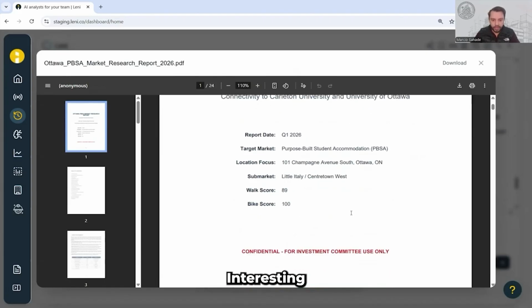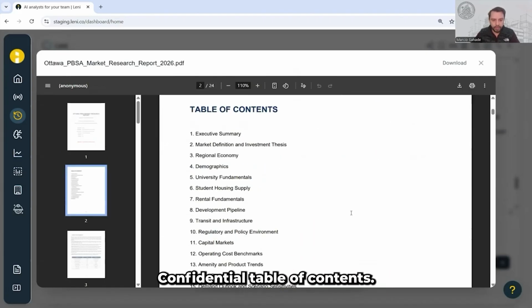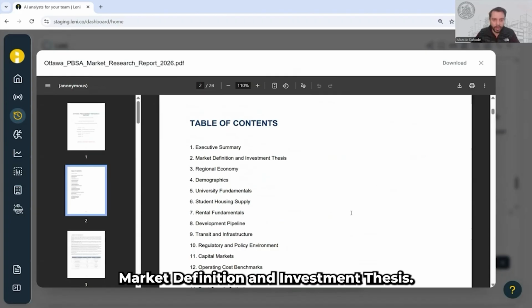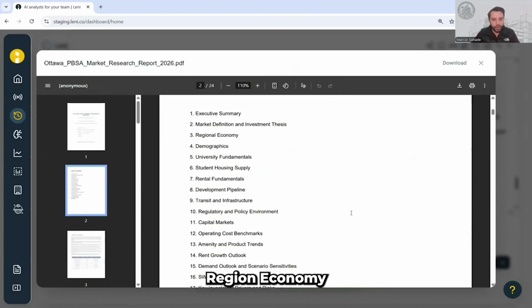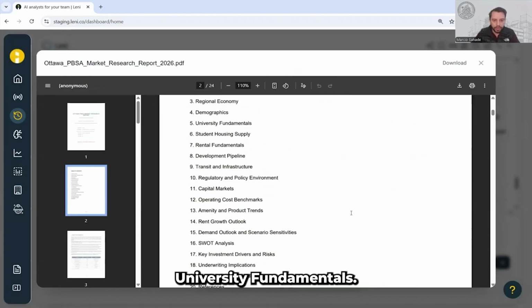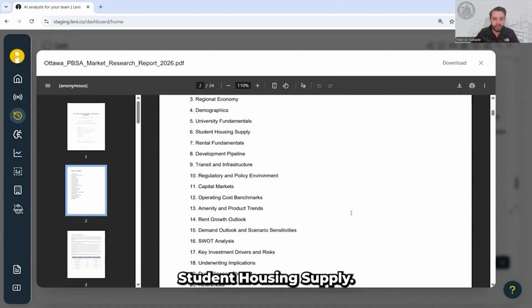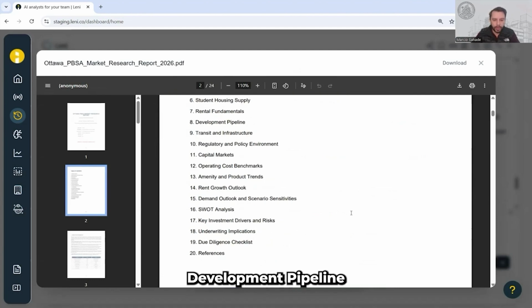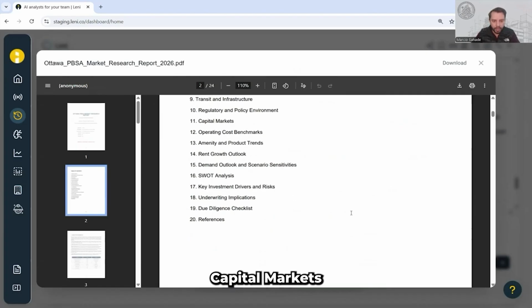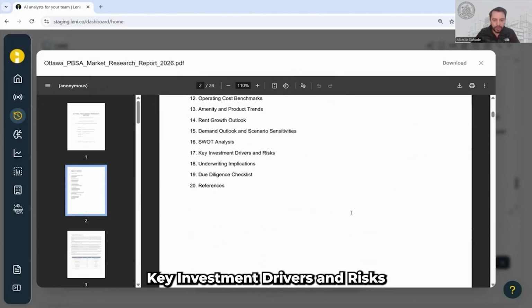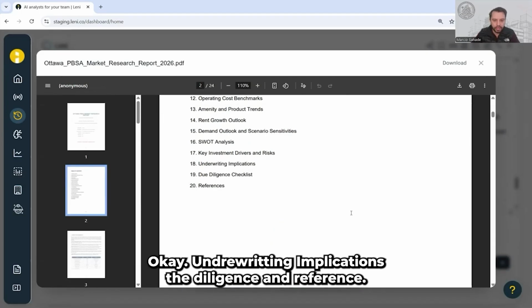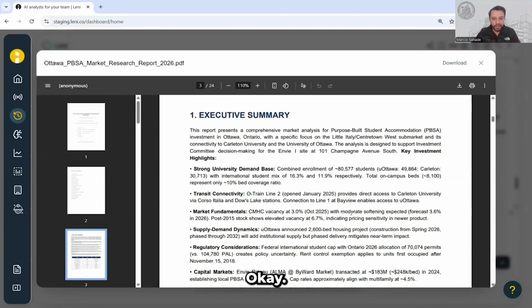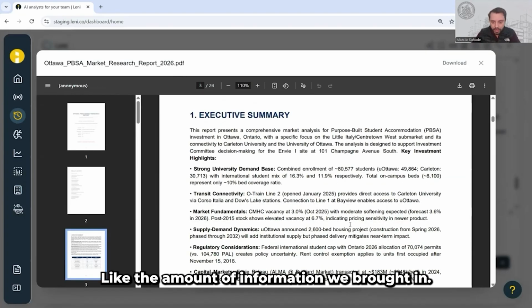Interesting. Summary, confidential, table of contents. So executive summary, market definition, investment thesis, regional economy, demographics, university fundamentals, student housing supply, rental fundamentals, development pipeline, transit and infrastructure, regulatory and policy environment, capital markets, operating, amenity, rent growth, demand, SWOT analysis, key investment drivers and risks, underwriting implications, due diligence, and references. Okay, quite impressive, the amount of information it brought in.